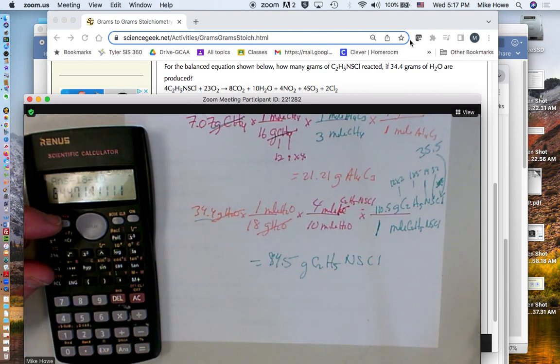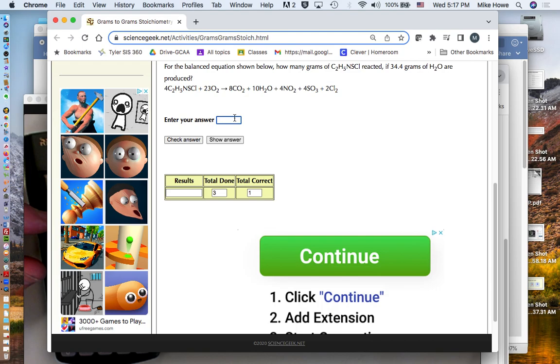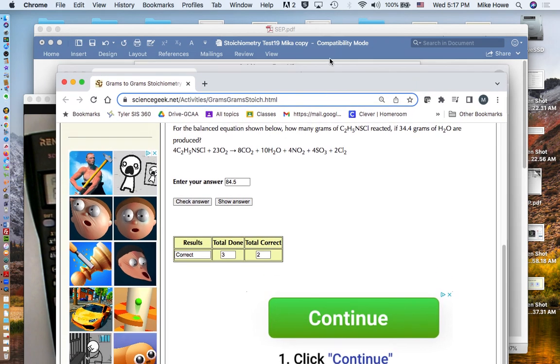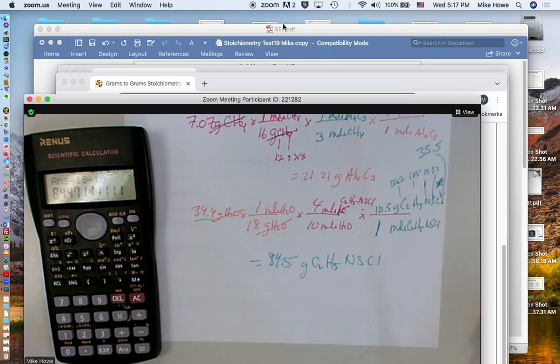Let's go try plugging that in, see if it works. Put your answer in, 84.5. Check answer, and we now have 2 correct. It says that I tried 3 because I skipped 1 to get to a harder question. All right, so I think that's all I need to say about this. You just got to do some to practice.